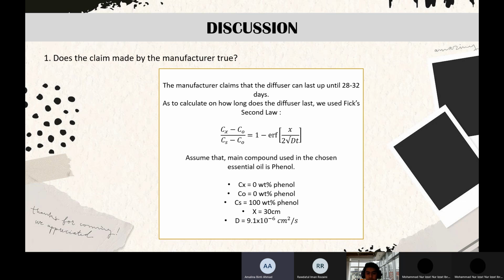So this is the assumption made: Cs equals 100% phenol, C0 equals 0% phenol, Cx equals 0% phenol, and x equals 30 cm, which is the length of the reed stick. And the diffusion coefficient of phenol is 9.1 times 10 to the negative 6 centimeter squared per second.